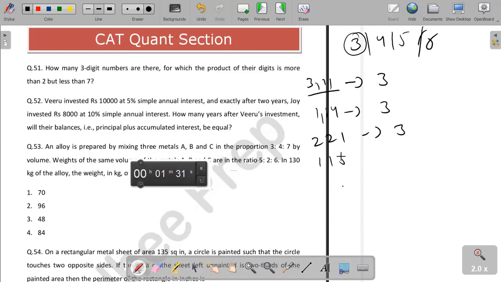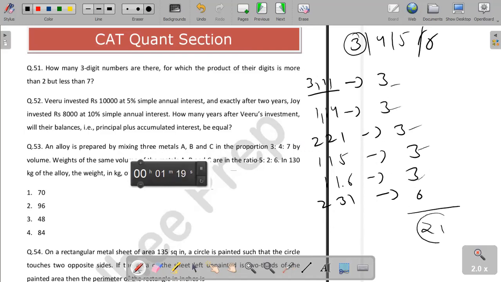Now, 1, 1, 5, there is only one case, that number is 3. Then 1, 1, 6, the number is 3. And 2, 3, 1, the number is again 6. So 3, 6, 9, 12, 15 plus 6, 21 should be the answer. This we have solved in under a minute, right? There would not be any other case for these numbers.